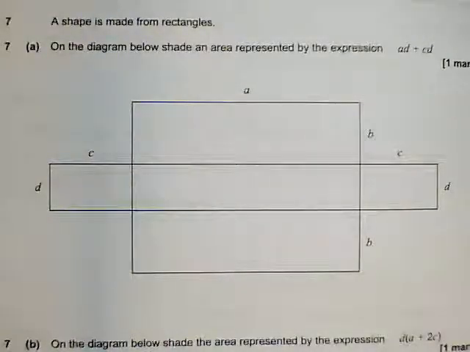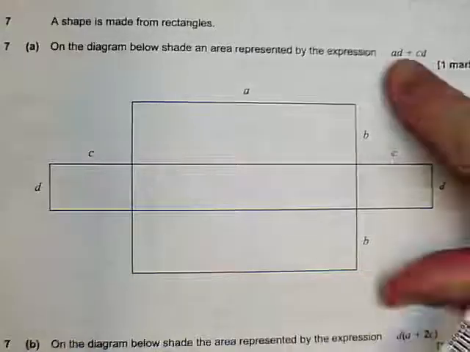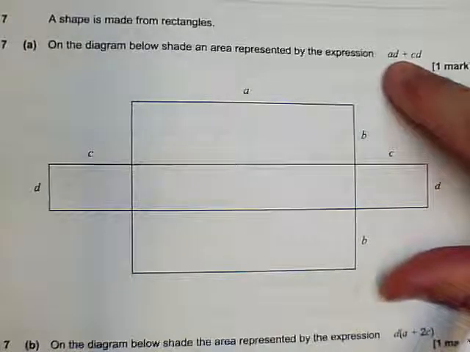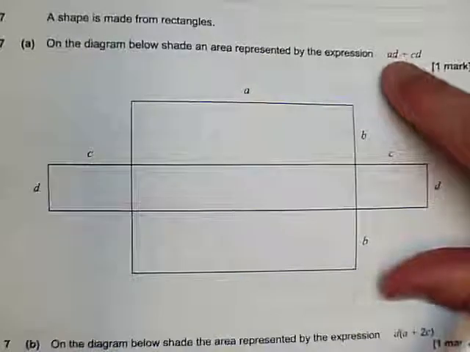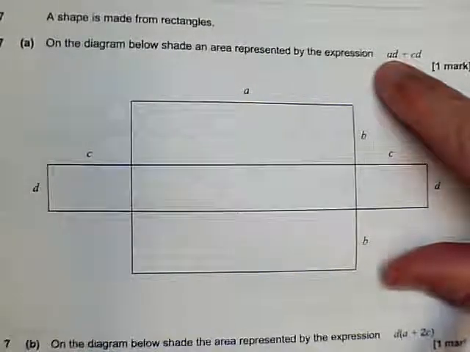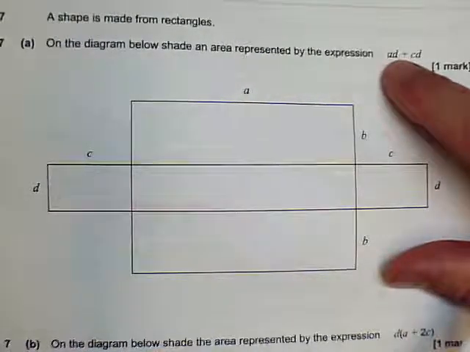Question 7. There's a shape made from rectangles on the diagram below. Shade an area represented by the expression AD plus CD. So what you need to appreciate is that AD means A times D. And if we're talking about area, then we want the length times the width. So A and D must be a length and a width.